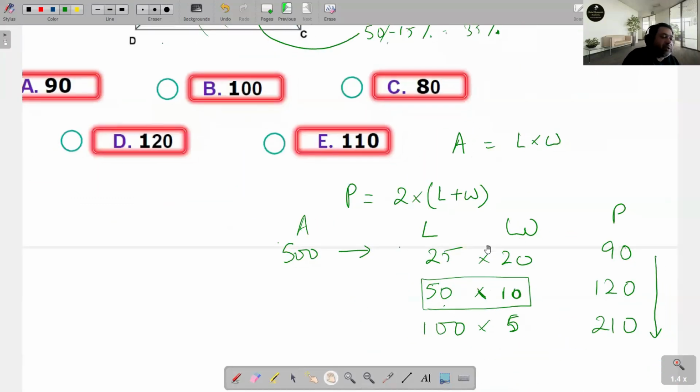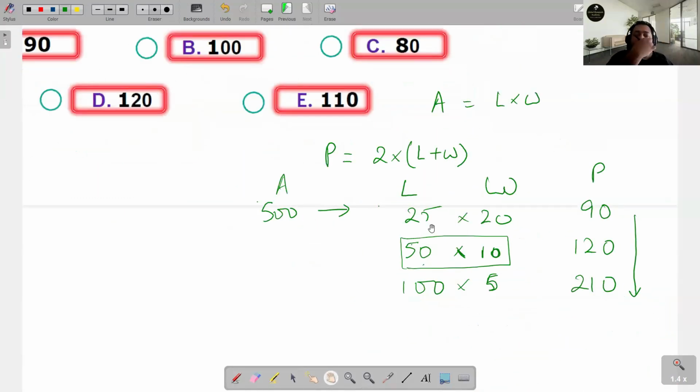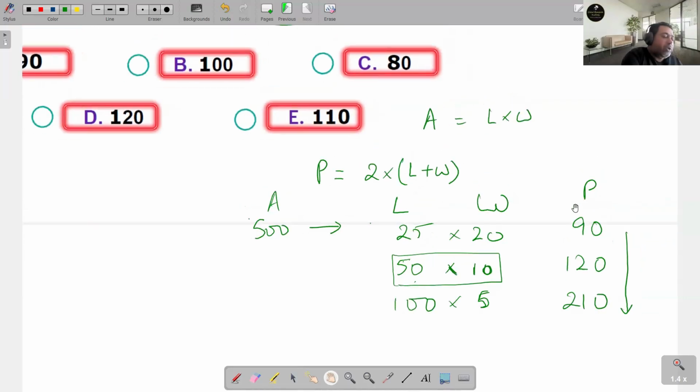We saw here that this is the closest the length and the width can be, 25 times 20. Right? So the answer is 90. Okay, so let's move on to the next question.